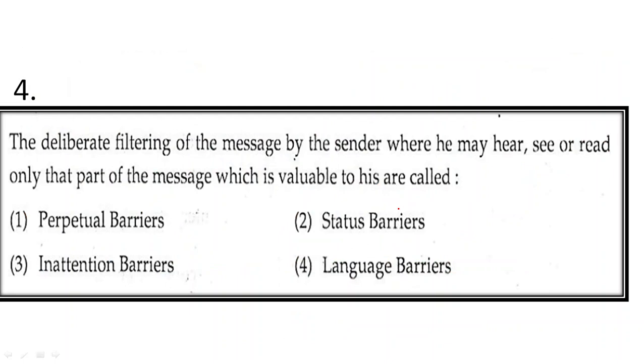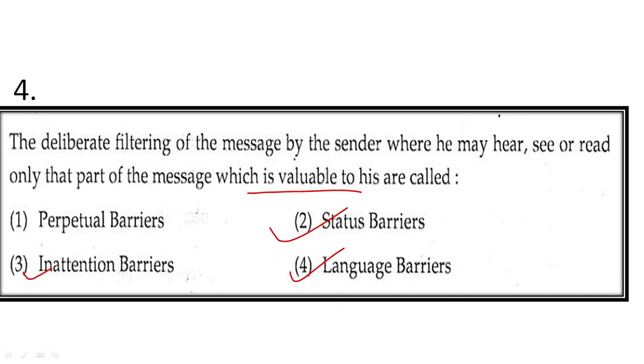Fourth question, the deliberate filtering of the message by the sender, where he may hear, see, or read only that part of the message which is valuable to him, is called. So we have various barriers in communication. We can have a language barrier when you do not understand the language of the other person. You can have a status barrier. You can have an inattention barrier and many other barriers.